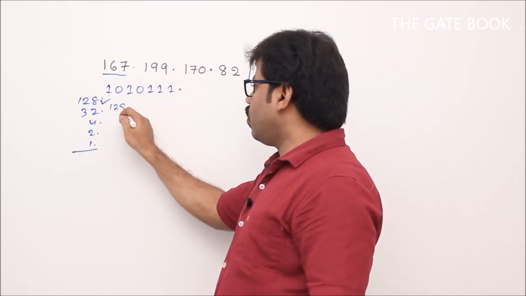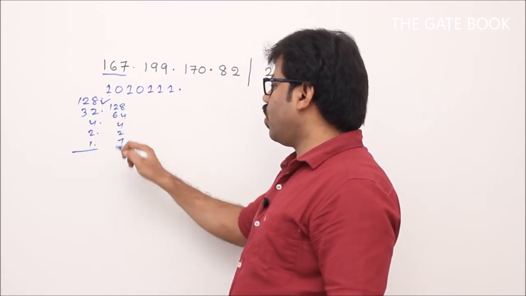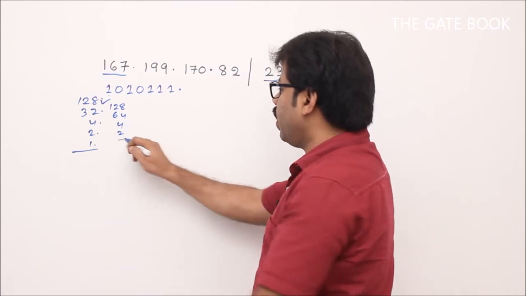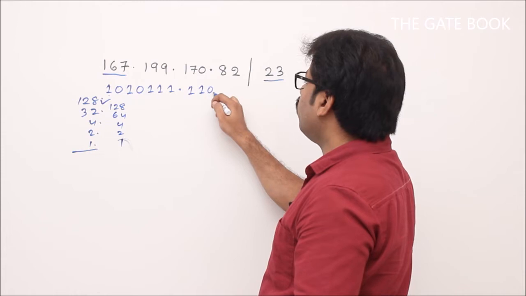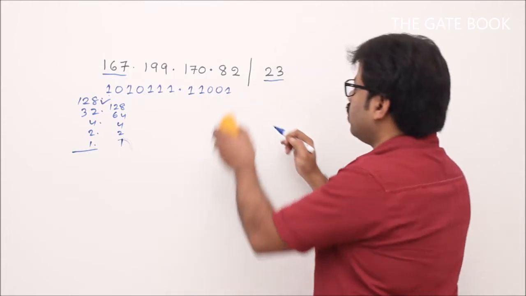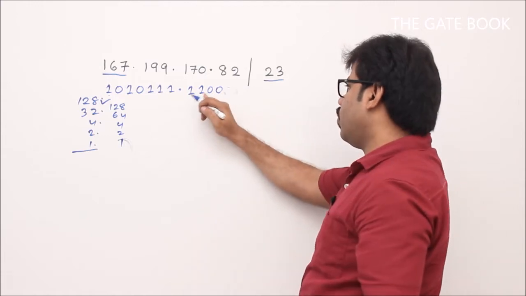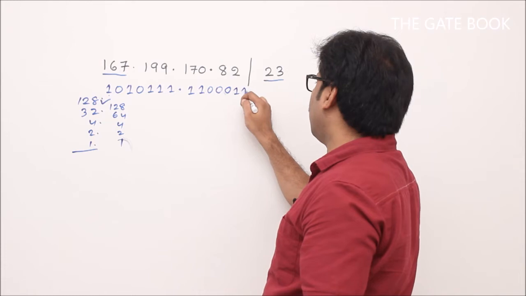199 can be written as 128, 64, which is 192, and 7 is 4 plus 2 plus 1. So it would be 1, 1, 0, 0, then 1, 1, 1, with the place values 128, 64, 32, 16, 8, 4, 2, 1.